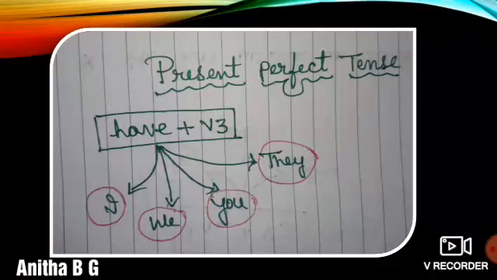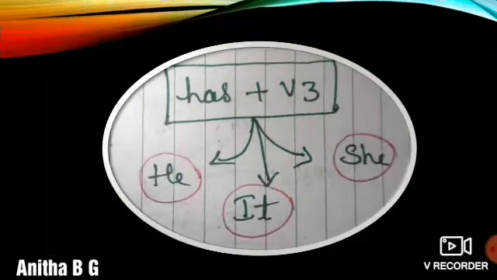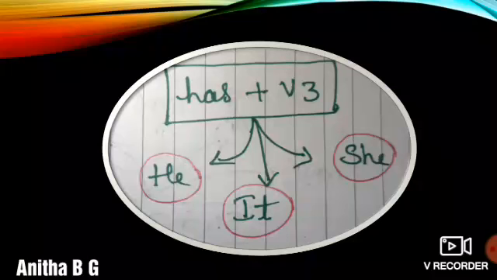Present perfect tense. In the present perfect tense, for I, we, you, they, we have to use have plus V3. V3, it is very important, and we must write in the perfect tense the V3 form of the word, or past participle form of the verb. I have written, we have written, you have written, they have written. You can use any verb for this, but we must use the V3 form or past participle form. For he, it and she, we have to use has plus V3. He has written, it has written, she has written.